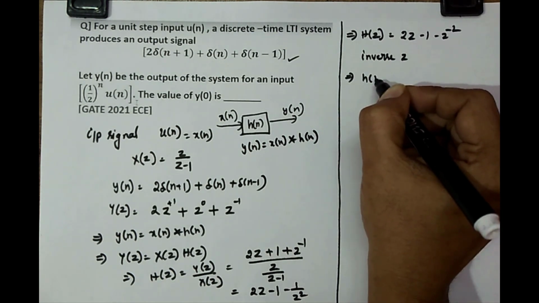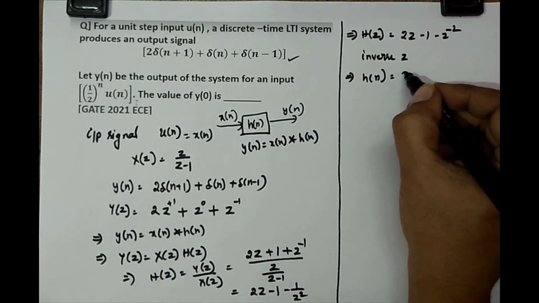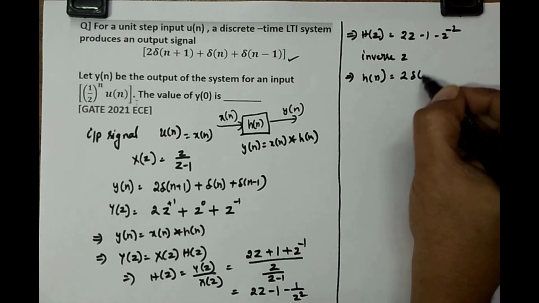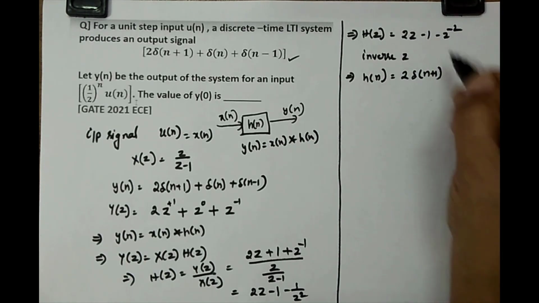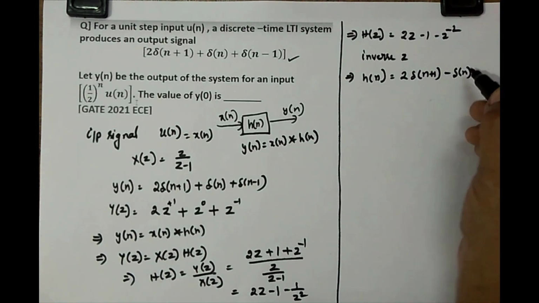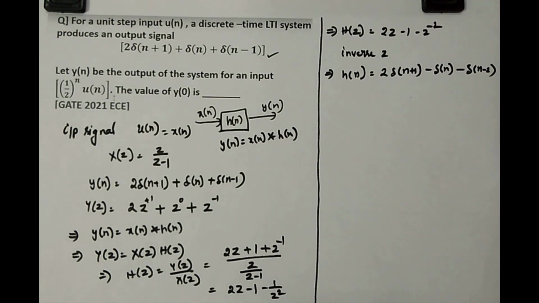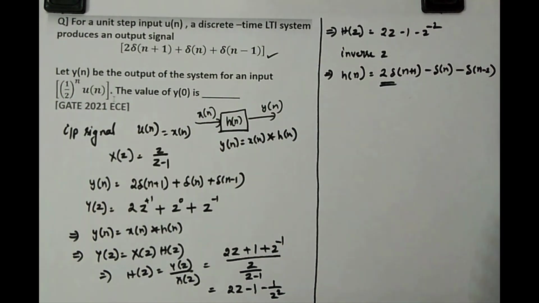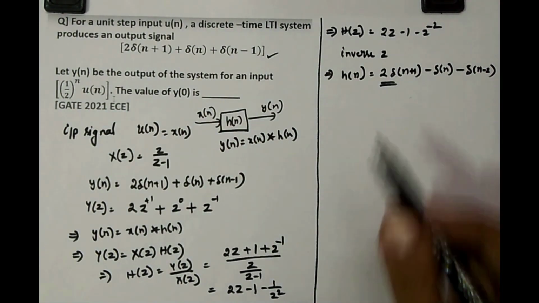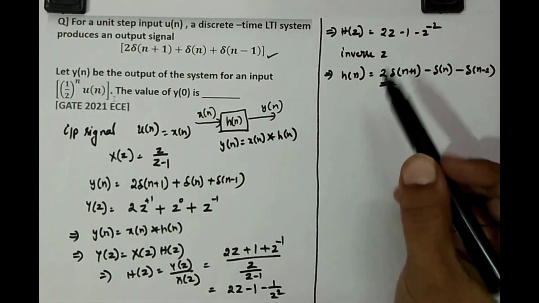This implies h of n equals 2 delta of n plus 1, for 1 it is delta of n, and inverse z of z power minus 2 is delta of n minus 2. So this is your h of n. We derived h of n from this first part.